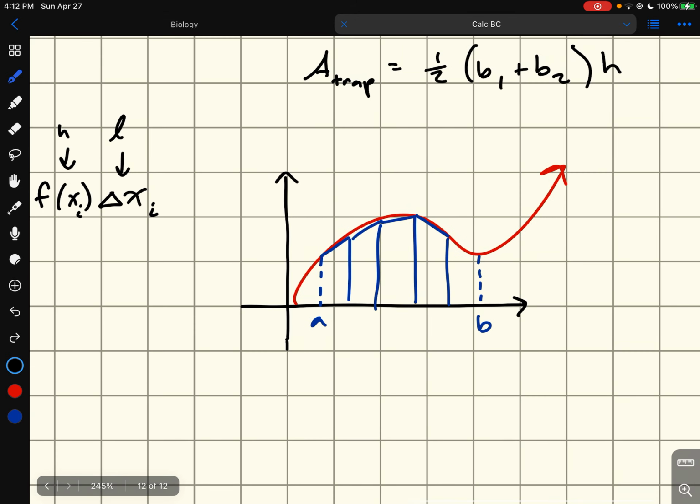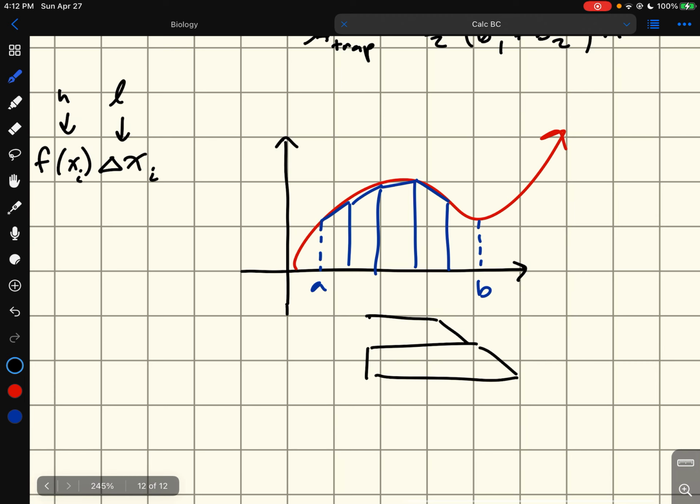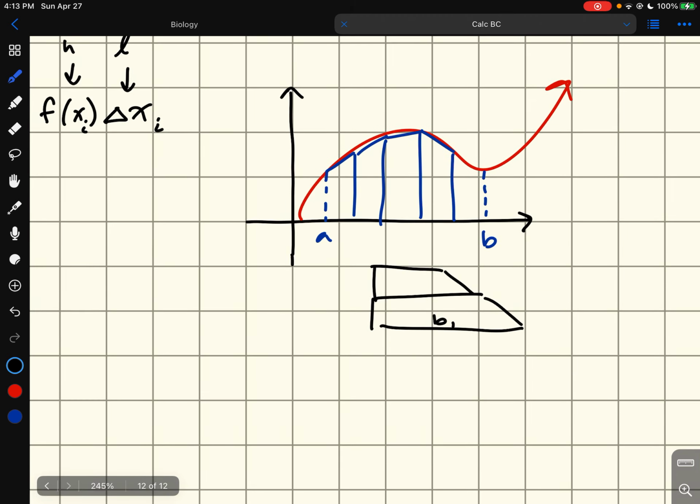And then the height is, again, just the change in x here. You have to pretend like the trapezoid looks like this. It's like on its side. Then it makes sense. This is base 1. This is like base 2. This is the height. Okay, so that's here, height, base 1, base 2.